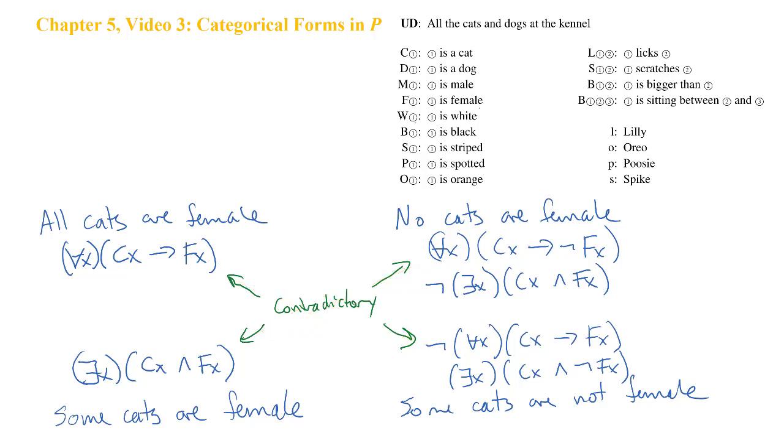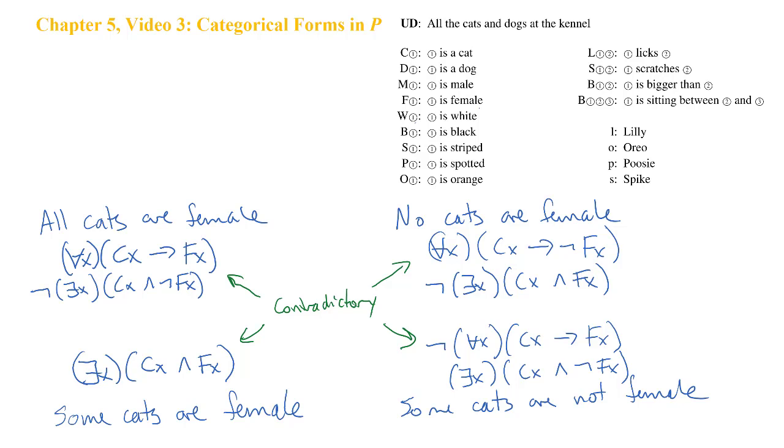The first point here, then, is that we do have alternate translations on the left-hand side. To say all cats are female, what we could do is take this translation form and negate it, which would give us, it's not the case that there exists an x which is both a cat and not female. No cats are non-female, therefore all cats are female.